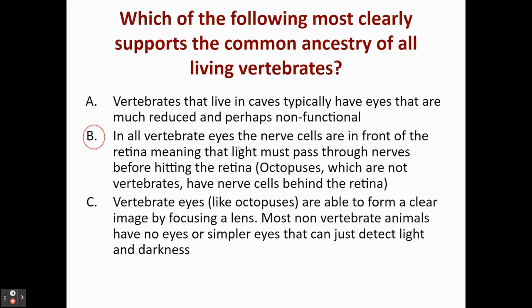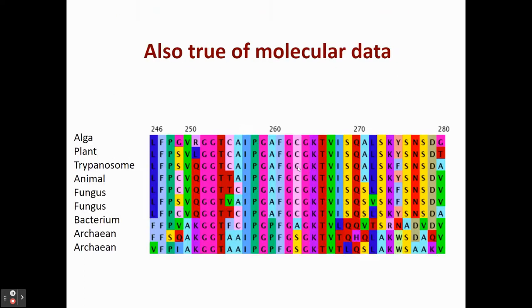But in B, what we see is that in all vertebrate eyes, the nerve cells are in front of the retina, meaning that light must pass through the nerves before hitting the retina. That's a common feature we see in all living vertebrates. And it gives you the information that octopuses, which are invertebrates, have a different structure. So the only one that looks at that structure is answer B.